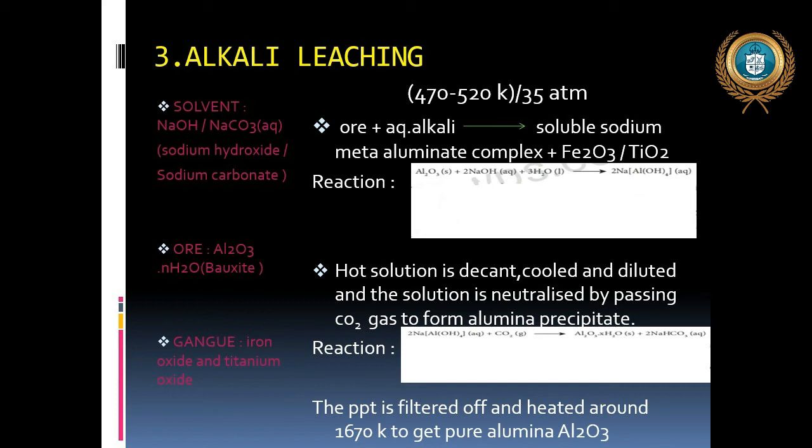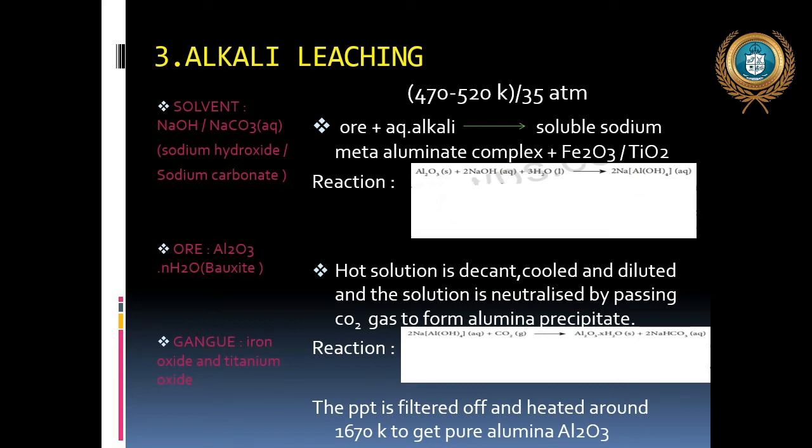It can be anything in the temperature range between 470 to 520 Kelvin at 35 atmosphere. This is the condition for the reaction to form soluble sodium meta-aluminate, leaving the gangue particles remaining as iron oxide and titanium oxide. This is the first part. Then in the second part, the hot solution of the sodium meta-aluminate complex is decanted, cooled and diluted.